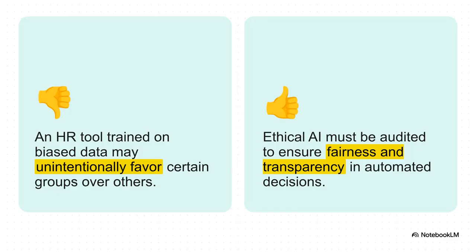In this next one, this is maybe one of the most important and complex challenges of all: ethics, specifically algorithmic bias. The thing is, an AI is only as fair as the data you feed it. So for example, if you build an HR tool and train it on decades of historical hiring data, it might just learn to copy the human biases from the past, unintentionally favoring certain groups. That's a huge problem. And it's why a critical part of the process has to be auditing these systems to make sure they're as fair and transparent as possible.